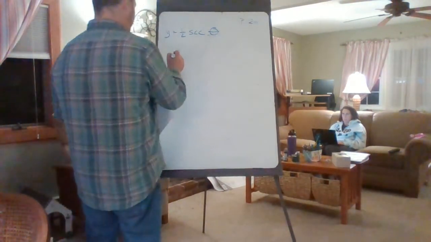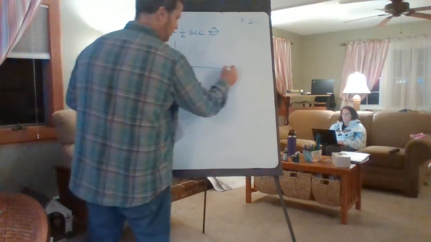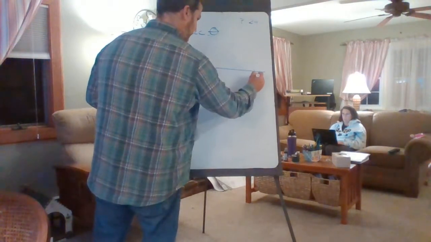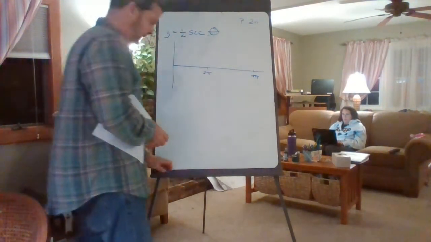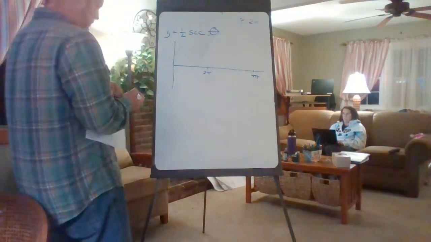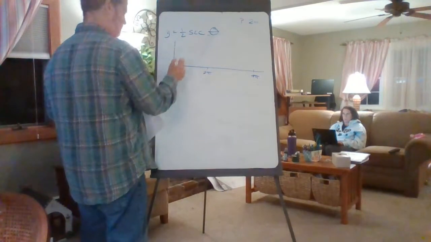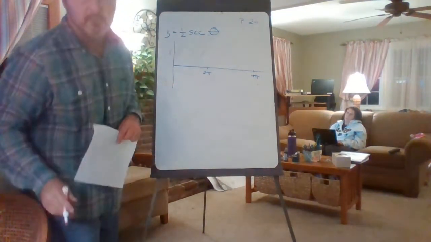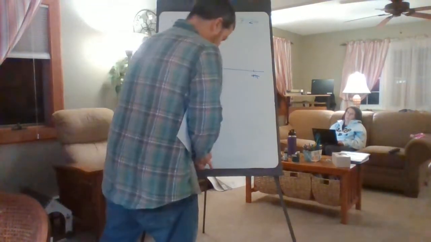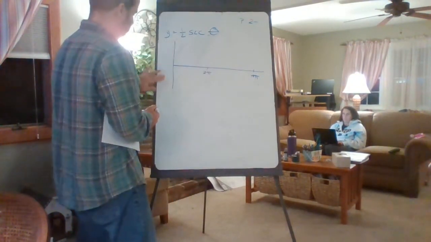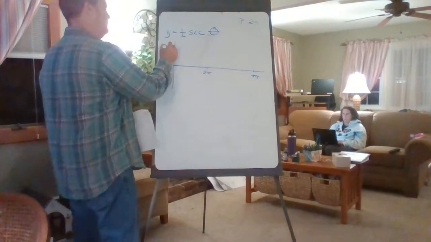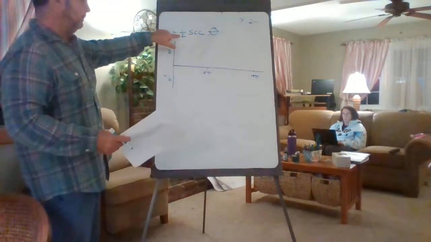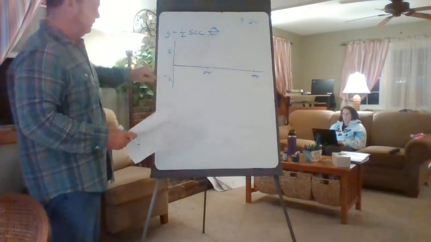Basically, there's 2 pi, there's 4 pi. And we're going to go back to what secant is the inverse of, which is cosine. Now the 1/2, with the amplitude being 1/2 of the original cosine, we're going to start with 1/2 and -1/2.